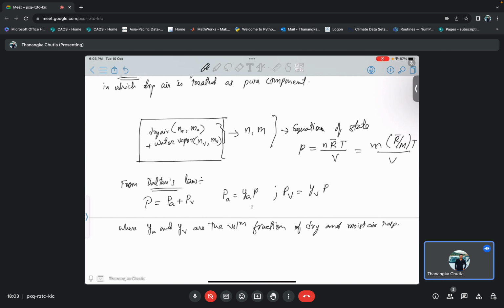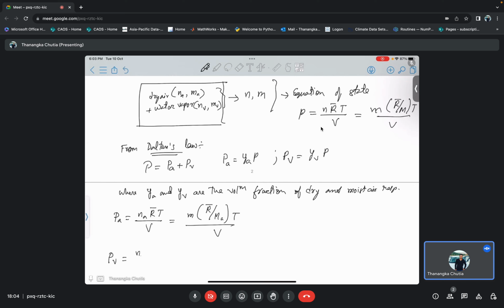So now our equation can be written for dry air as PA equals Na times R bar T by V, and that can also be written as Ma times R bar by capital MA into T by V. And PV can be written as Nv R bar T by V, and that can be written as Mv times R bar by capital MV divided by V into T. So this will be MA and MV.